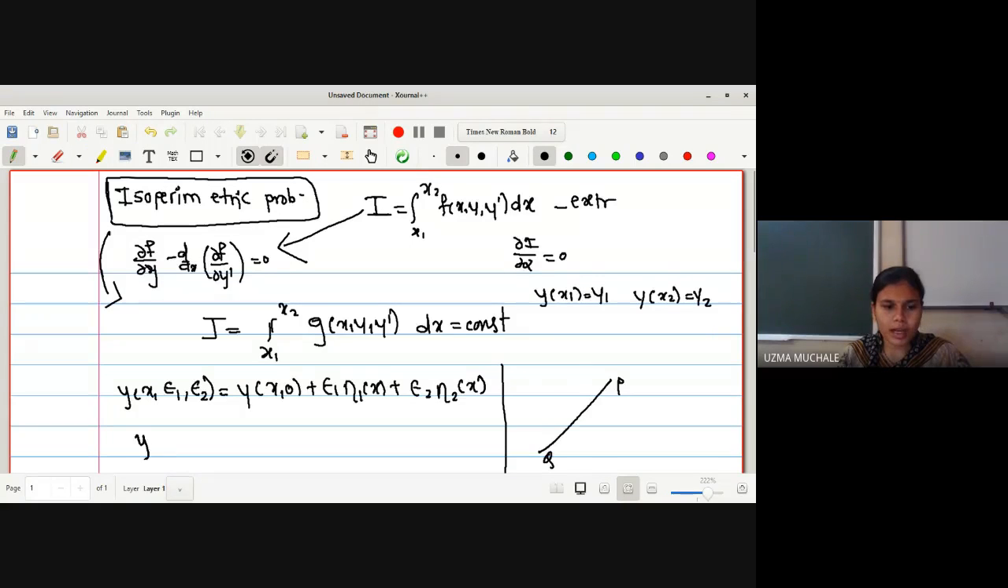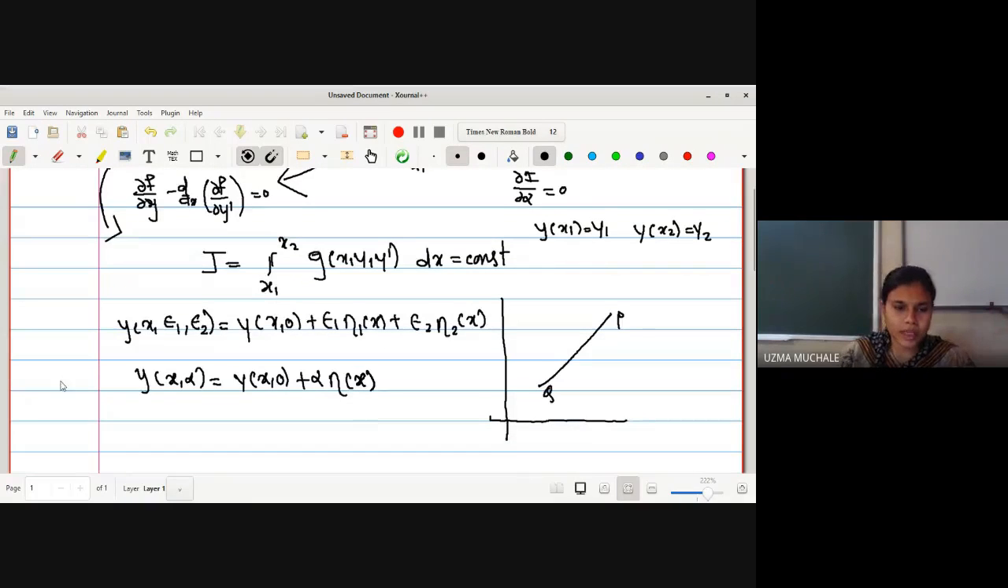Correct? Up to now we were writing this as y of x, alpha, which is y of x0 plus alpha times eta of x. So up to now we have seen this y of x, alpha, meaning all the paths that start from P and end at Q are given by this equation. This was true when we had only one integral I and had to find its extrema. But now we have to find the extrema of integral I under the condition of an integral J.